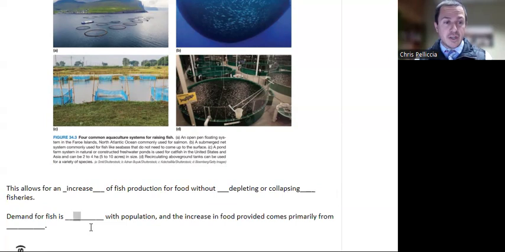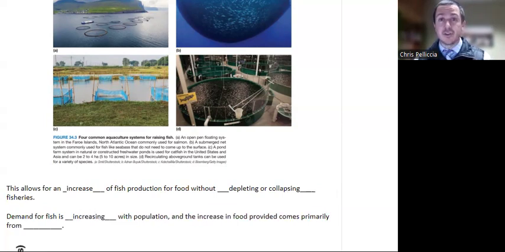Again, the demand for fish is increasing. I've stressed that several times. That's an important concept for us today. And the increase in the food provided is going to come primarily from aquaculture. That is to say that offshore fisheries or natural fisheries are all but maxed out, both for sustainability purposes, for legislative permitting reasons, and for practical purposes. There's perhaps fewer fish to be harvested.